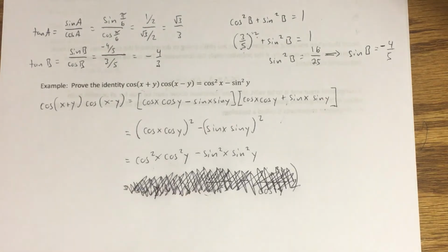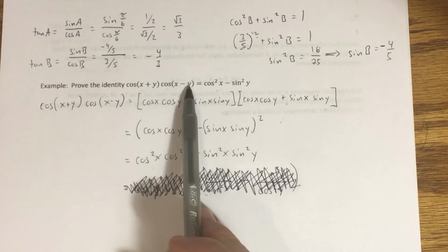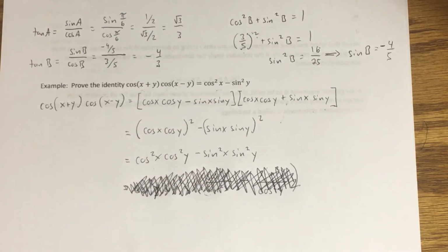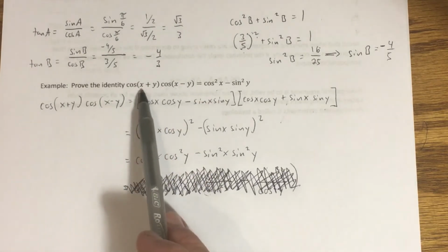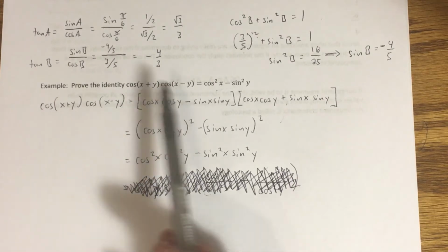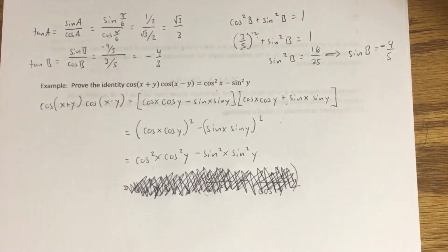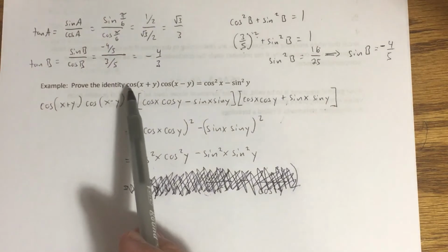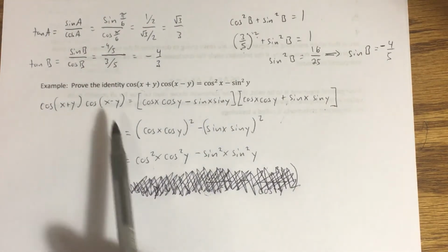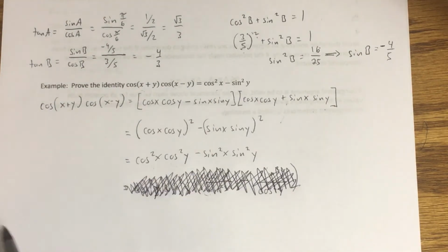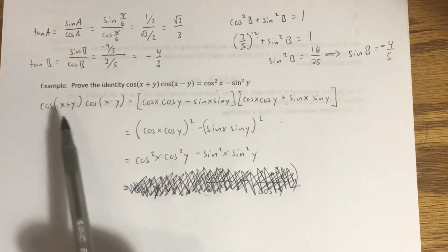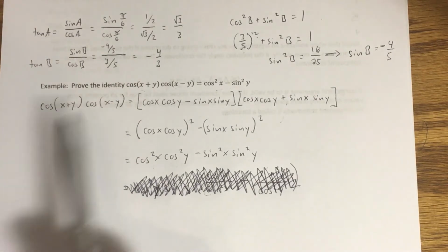In 9.1, we said that a good general strategy is to start with the most complicated side of an identity and simplify it down to the simpler side. And when we're working with sums or differences like this, we're generally going to assume that that's the more complicated side. The benefit of starting on the left-hand side here is I can go straight to my sum and difference identities. Okay, so cosine of x plus y times cosine of x minus y.